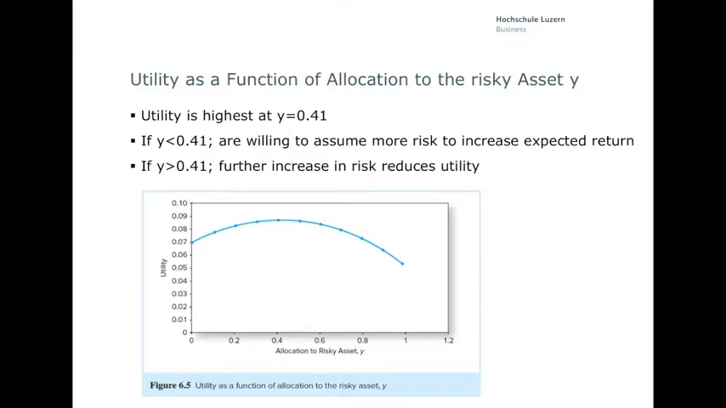Utility as a function of allocation to the risky asset Y. Continuing from the previous slide, this graph shows that utility is highest at Y equals 0.41. When Y is less than 0.41, investors are willing to assume more risk to increase expected return, but at higher levels of Y, risk is higher, and additional allocations to the risky assets are undesirable beyond this point. Further increases in risk dominate the increase in expected return and reduce utility.